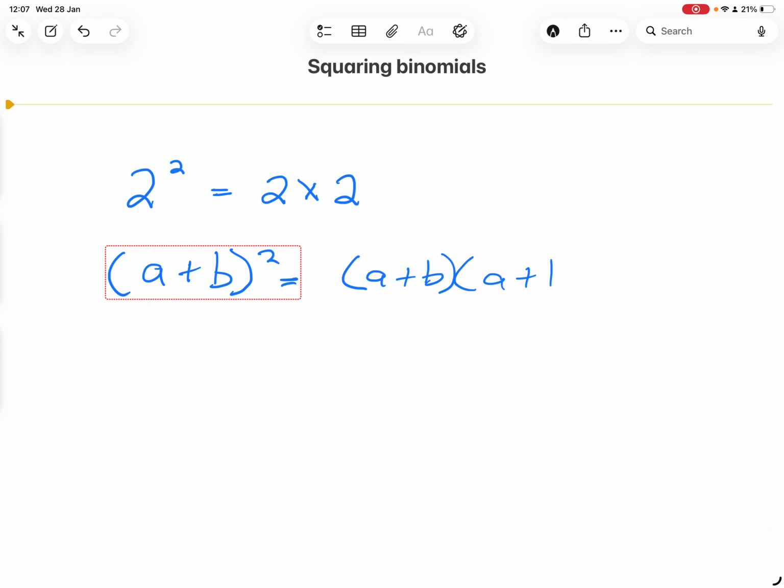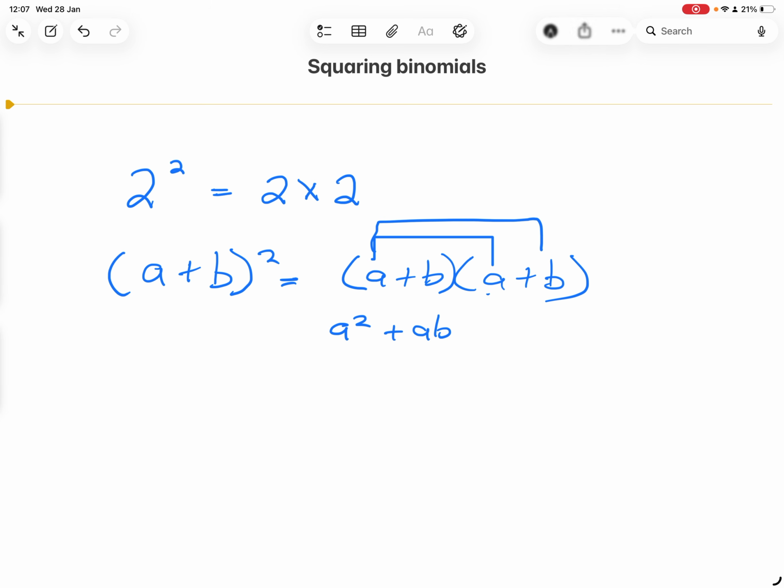into a plus b. Now, if we do it from first principles, we know that we're going to use our FOIL method. A times a, that's going to be a squared. A multiplied by b, that's going to be ab. But also b multiplied by a, that will give us another ab. And finally b times b, that will give us b squared.